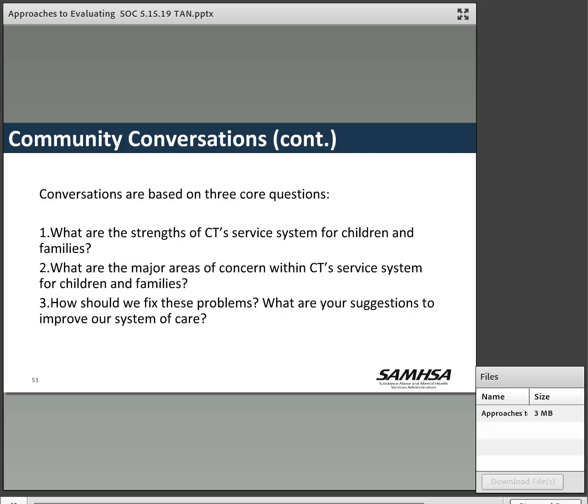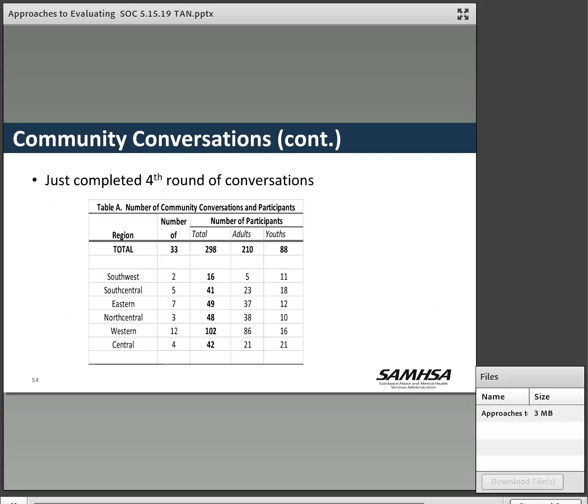And over the past few years, these staff have been trained and now independently code the data, and they check for inter-rater reliability. They also independently analyze the data and have developed a process to feed the data back initially to the groups they gathered the data from, and then more broadly. The community conversations focus on 3 questions, and these are done annually. The questions are: what are the strengths of Connecticut's system of care for children and families, major areas of concern, and how we should fix these problems. And we gather solutions from the family members.